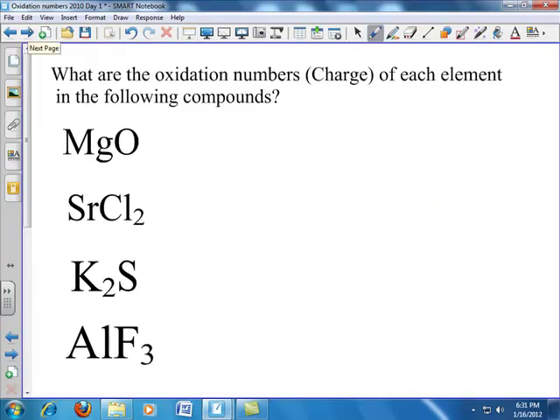Okay, so what we're going to do here is we're just going to do a little practicing with some basic elements, and we're going to find out what are the oxidation numbers of each element in the following compounds. So we're going to split these compounds up, Mg and O. And all you're doing is breaking these apart. In the last chapter, we were putting these compounds together. Now we're just breaking them apart.